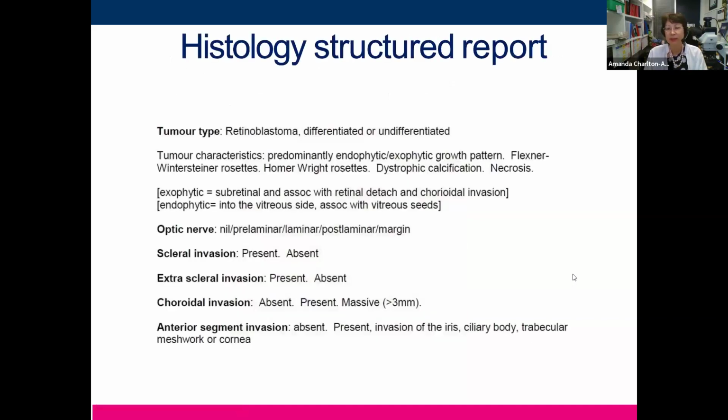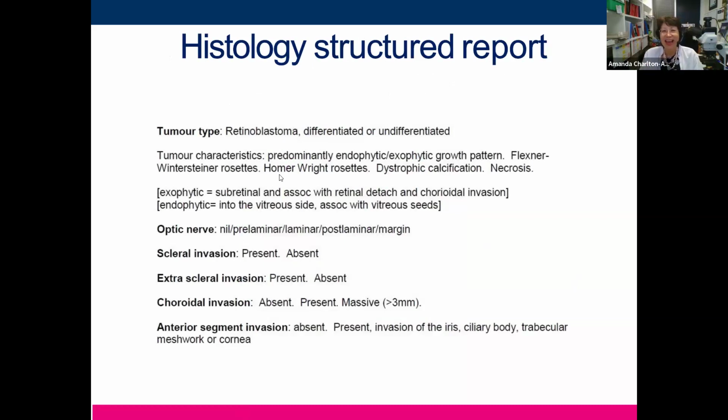Histology structured reports. So these are some of the things that you have to mention if you get this at your exam. Tumor type. Well, okay, it's a retinoblastoma. Optic nerve. So these are your options. How do we tell the difference between differentiated or undifferentiated? I don't actually bother. Do you? No, I might take that out. We'll just put tumor type. Yep, too much information.